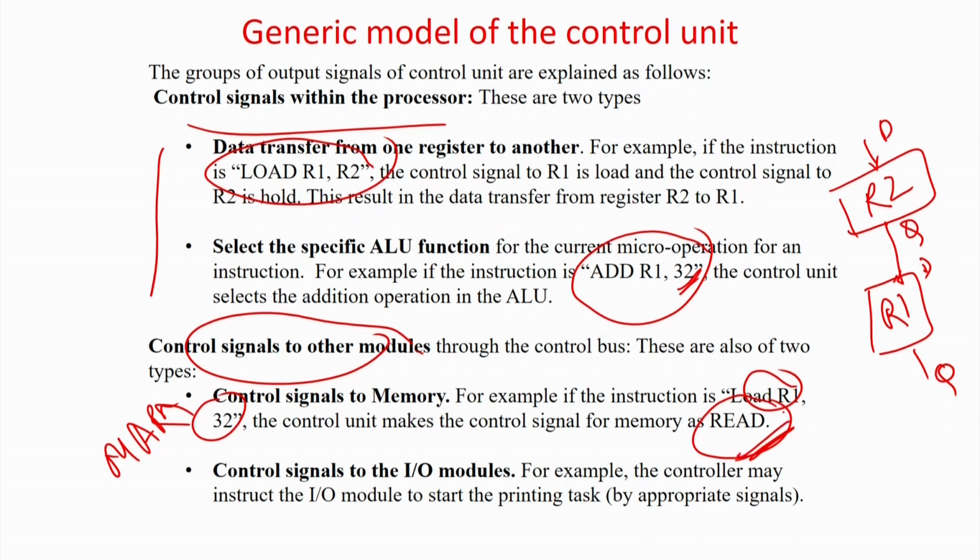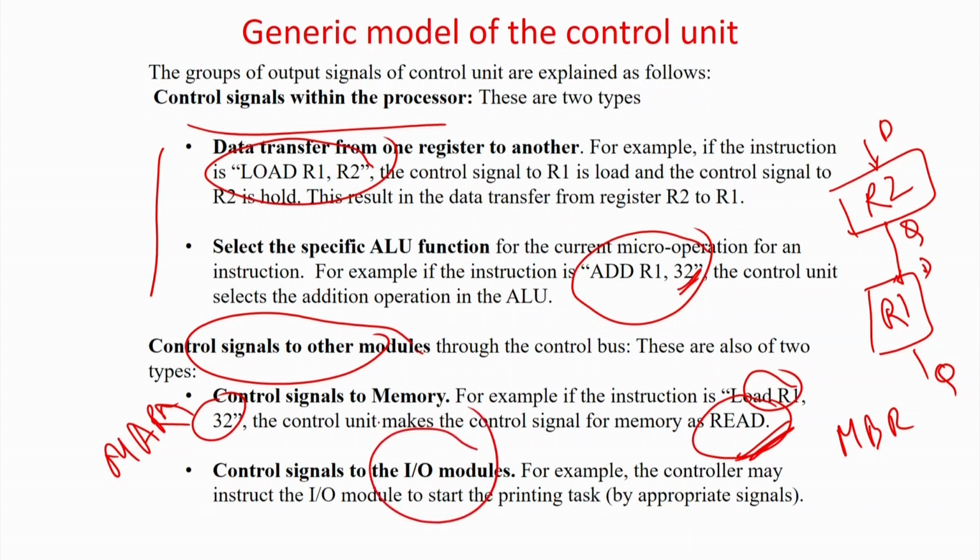Then after some time what will happen, the memory will load the value whatever is available in 32 into the memory buffer register. In that case again, the control unit has to read via the control bus, that when the memory has said that I am ready, you can read from the memory buffer register, that will be an input.